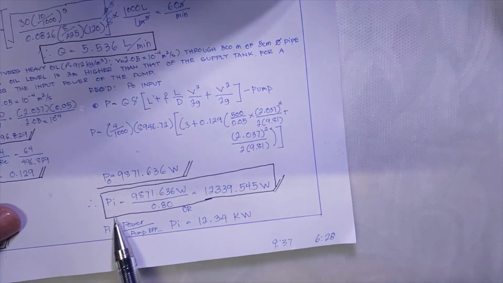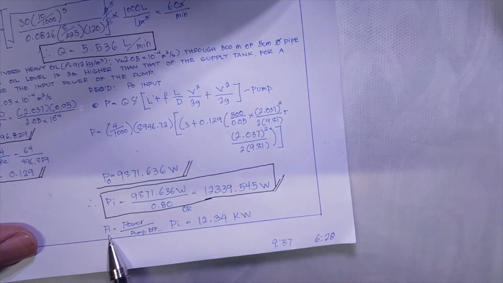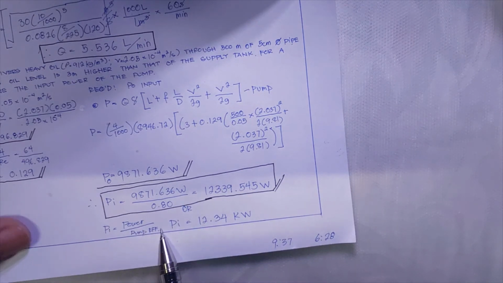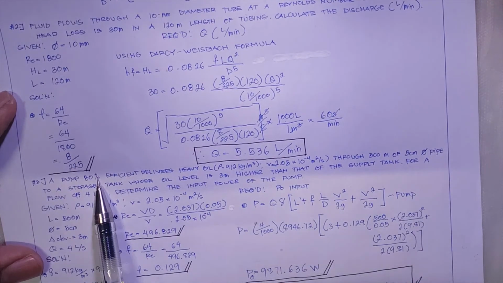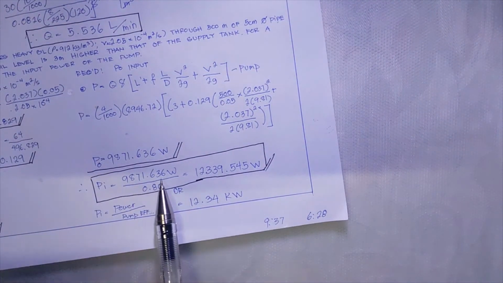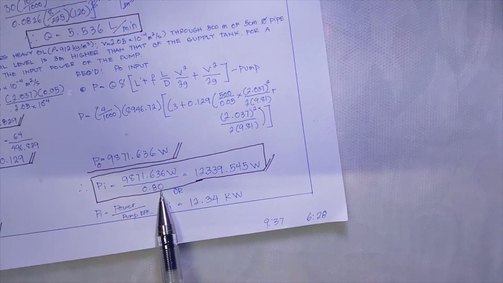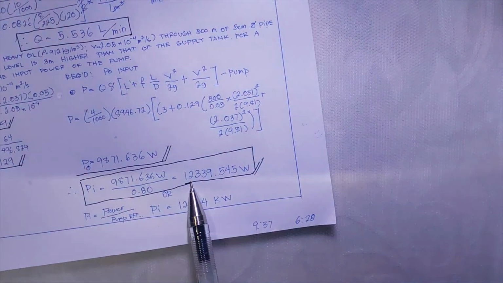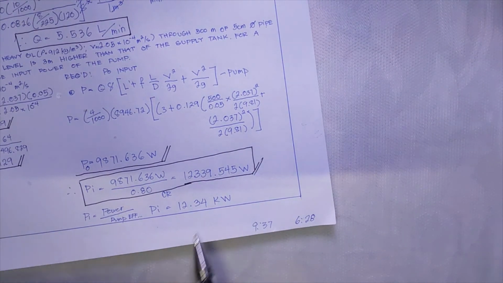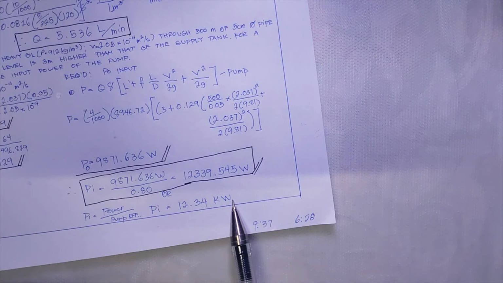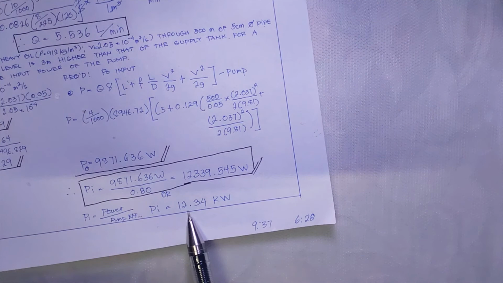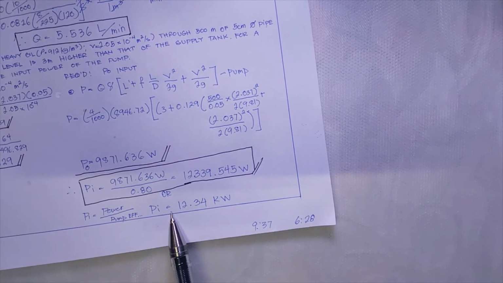So in getting the value of Pi, we will have the formula Pi is equal to the power over the pump efficiency, which is equivalent to 80%. So we substitute 0.8: 9871.636 watts over 0.8, and the answer is 12339.545 watts, or 12.34 kilowatts. So we divide 12,339 by 1,000, and we'll have 12.34 kilowatts. And that's our final answer.